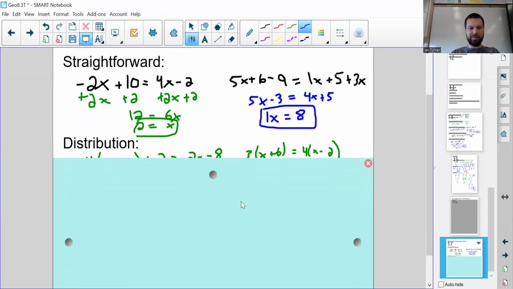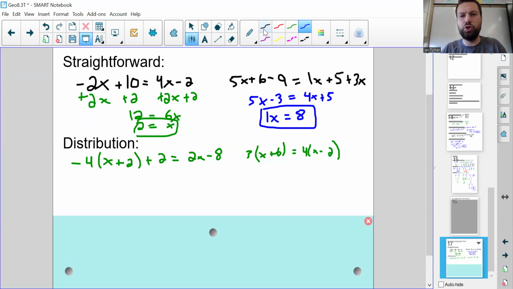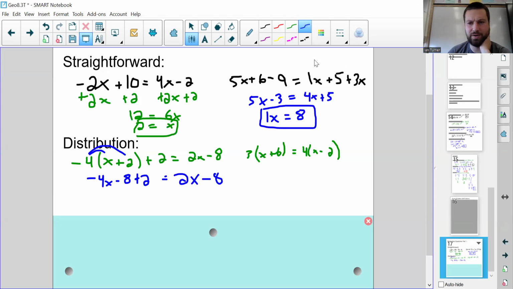The next one on this sheet that I noticed was there were some distribution problems. So you had to do a little distributive property, right? So on this one, distribute the negative 4. So we get negative 4x minus 8 plus 2 equals 2x minus 8. And then we're basically in the spot we were up here, right? Just combine like terms, we get negative 4x minus 6. Oh, let's put an x in there, huh? Squeeze an x in there. You guys can see that x. Sorry about that. Equals 2x minus 8.